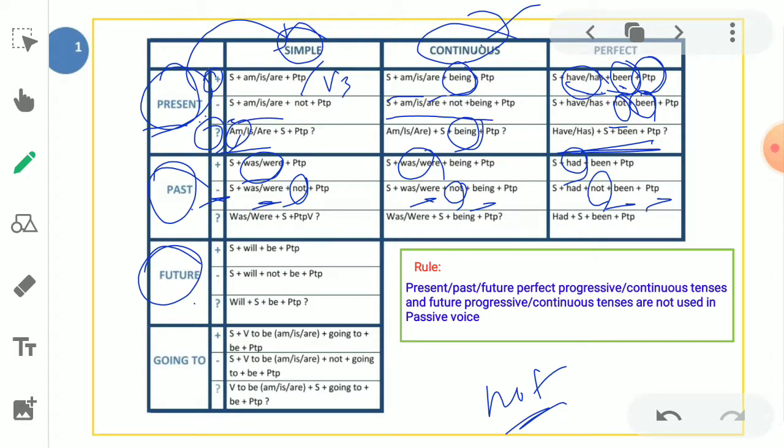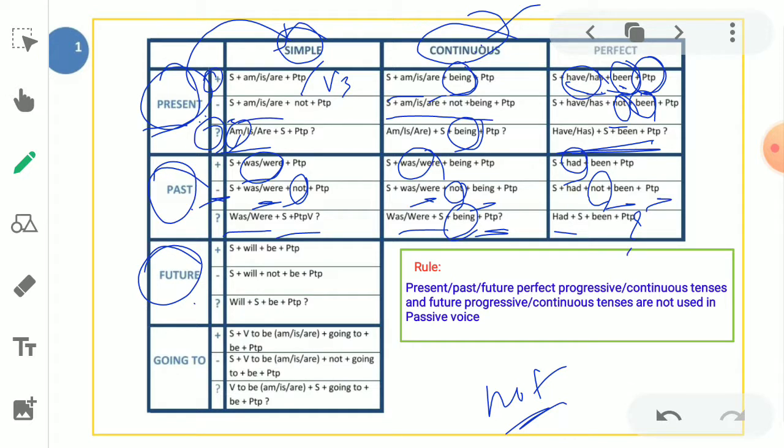After the helping verb not, then been, you have to write plus V3 form. When it comes to a question or interrogative: was or were plus subject plus V3 form, ending with a question mark. Was or were plus subject plus being, because of continuous, then V3 form. Then had plus subject plus been plus V3 form. So this is the way we have to write.